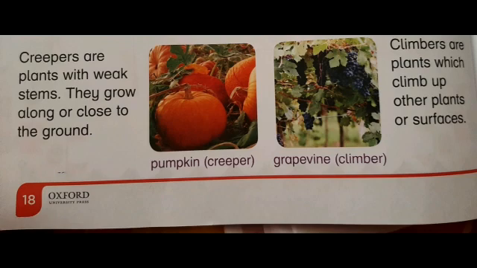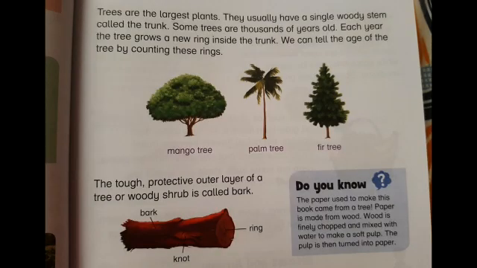Many climber plants have their stems wrap around trees and branches. Wrapping their stems around trees and objects is a method of climbing. But there are also other methods of climbing as well. Now, dear students, look at your books on page number 19. Page number 19, first paragraph.